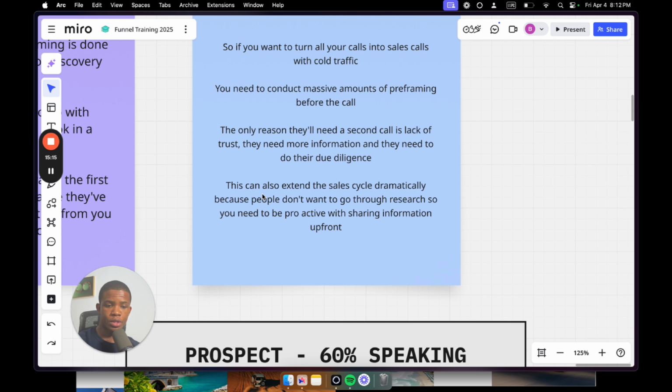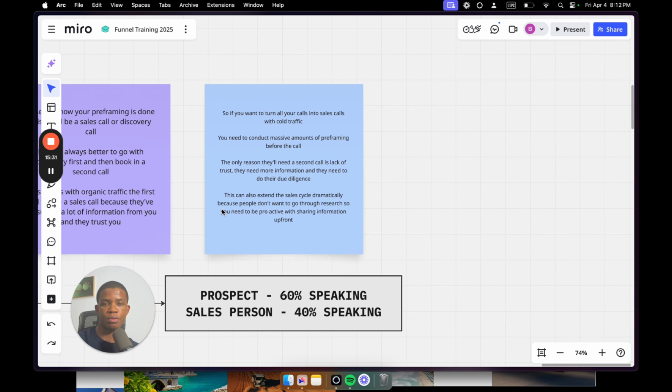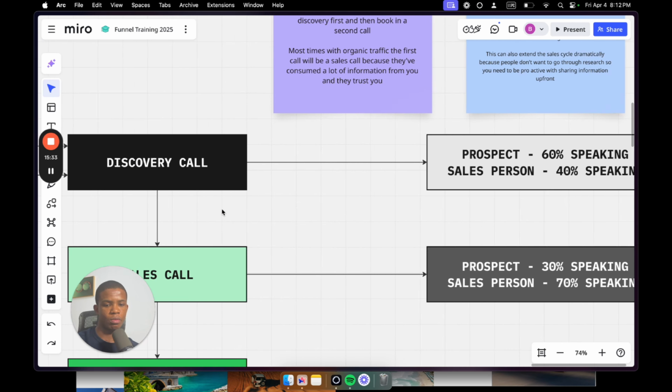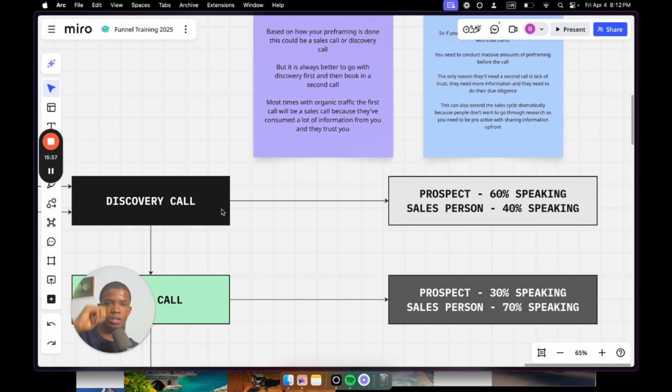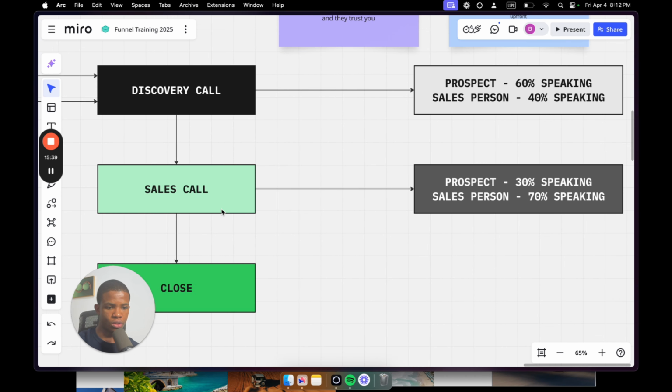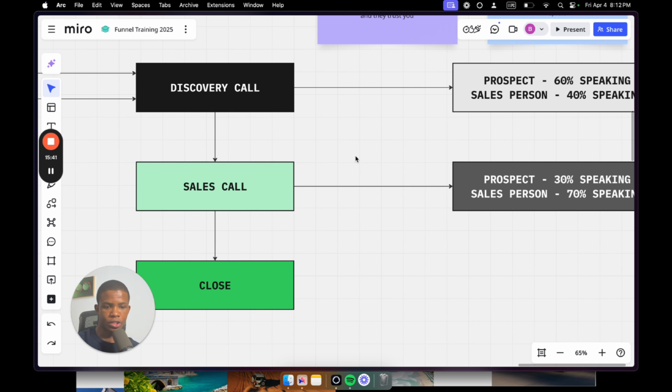because no one wants to go through research. No one wants to do the work. Everyone is lazy, right? So you need to be proactive with sharing the information up front, because they're going to love you for giving them the information that they would otherwise have spent maybe hours searching for on the internet, trying to figure out if you're a scammer or not. And being a Nigerian, trust me, I know people don't trust Nigerians, but a lot of people trust me. That means they've done their research and they've seen that this guy's actually legit. So we are legit. We're the biggest in the space.